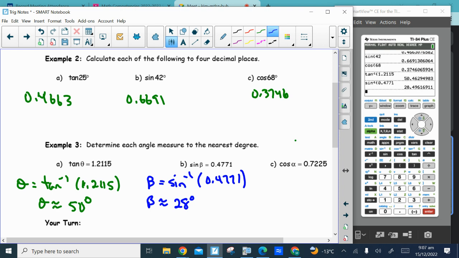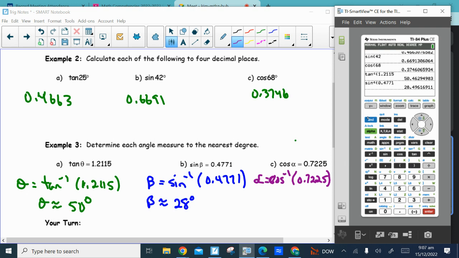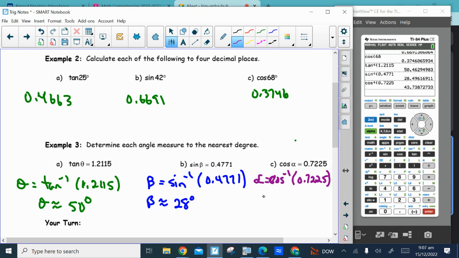0.4771. And then for the last one, if you're told that cosine of gamma, that's another Greek letter, is 0.7225, if we want to find out what gamma is, we'll go cos to the -1 of 0.7225. So second function cos of 0.7225. So to the nearest degree, it'll be 44 degrees.